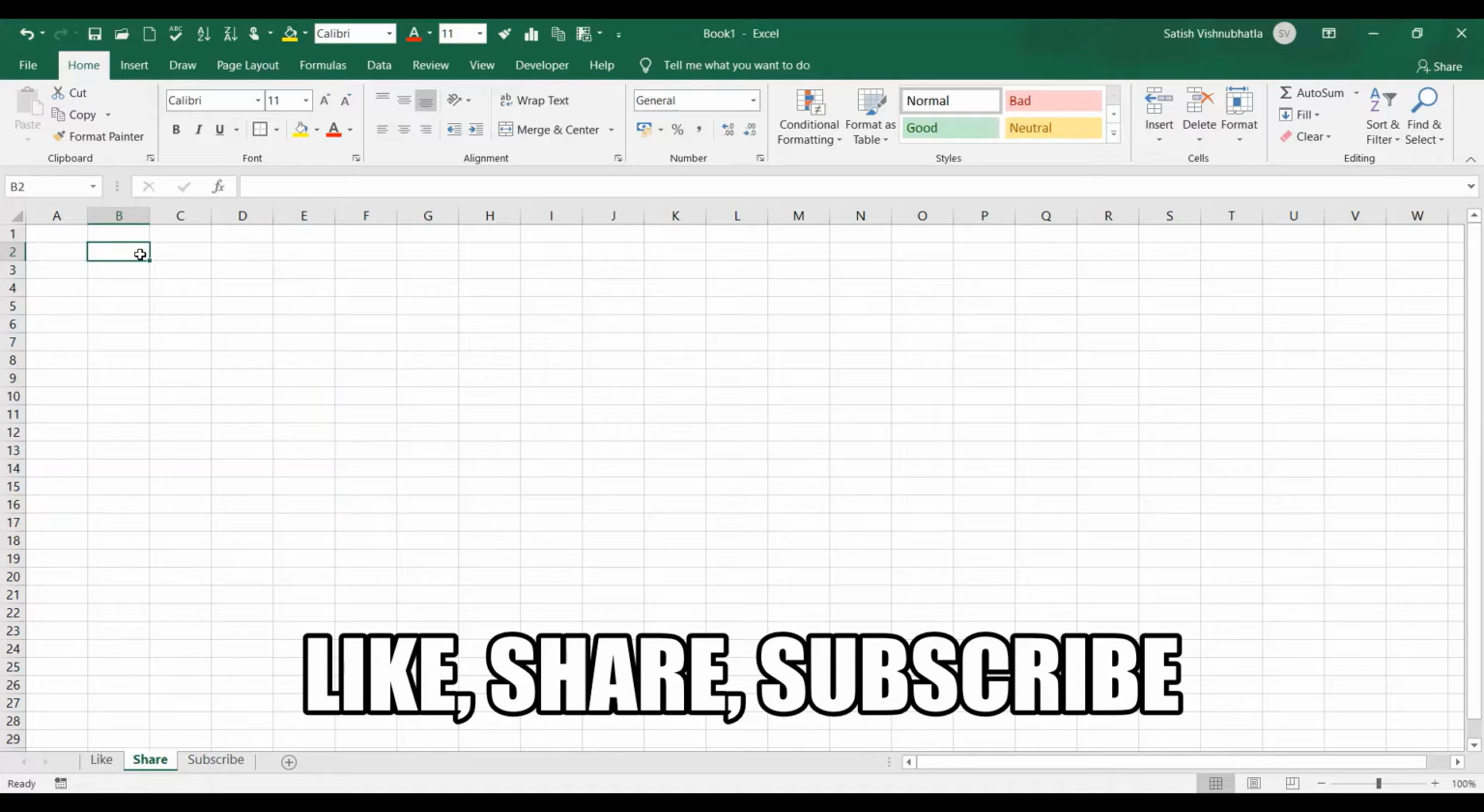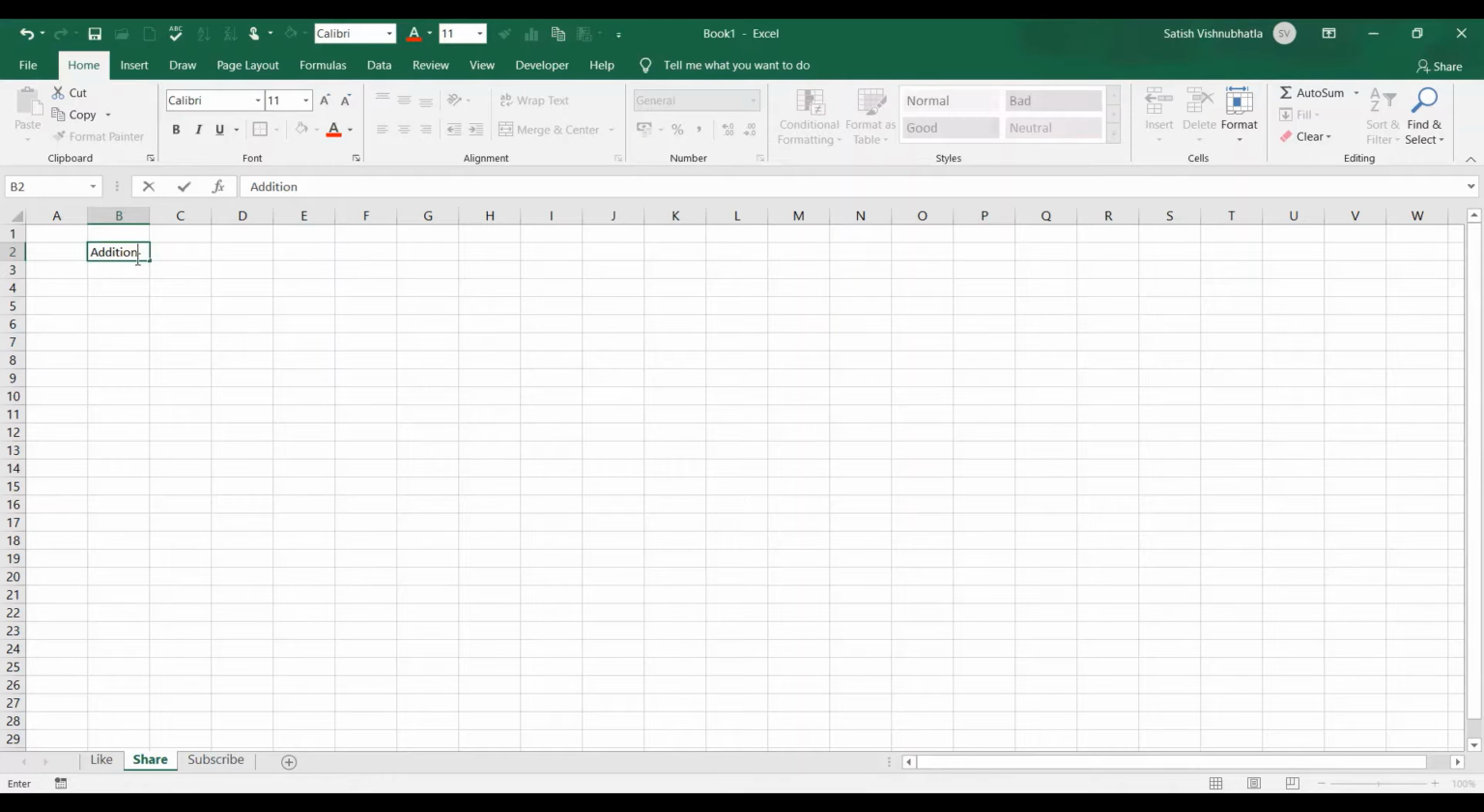So the first operator is addition. Addition has a formula and a function also. So let me tell you the formula first. The formula is equals to, for example I want to add these two numbers, 10 and 20. So the formula is equals to SUM, open parenthesis, this cell reference B4 and comma, 20, which is cell reference C4. I forgot to close the parenthesis. It automatically closed it. No problem.